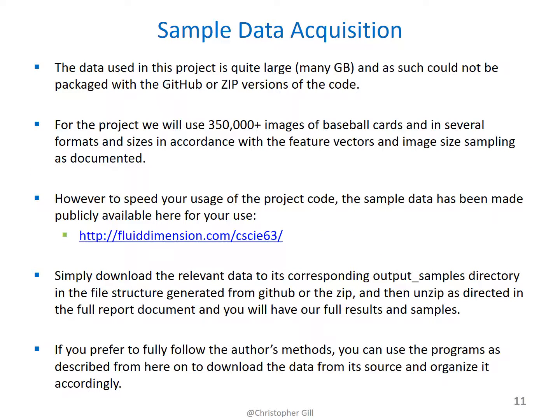It's important to note that for this project, we used 350,000 plus images of baseball cards, and in several formats and sizes, according to our test vectors. We were unable to package that in the GitHub or zip repositories. As such, you can download them from the link seen here, and unzipping instructions are detailed in the report.